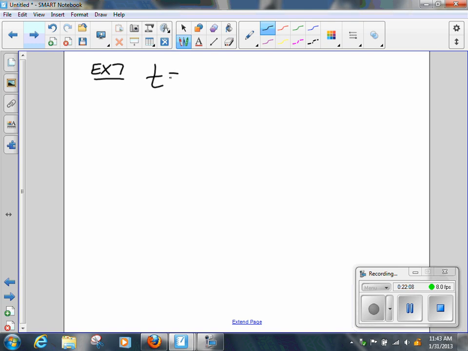The angle T is 17 pi over 12. What's the reference angle?